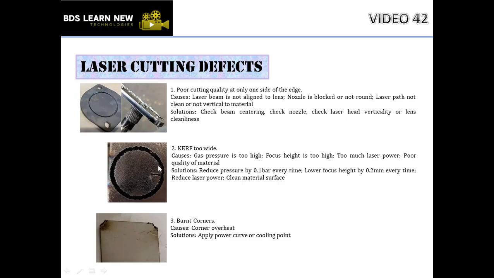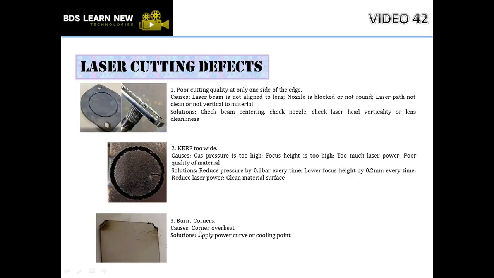Then we have the kerf too wide, like this. Now what are the causes? Gas pressure is too high, focus height is too high, too much laser power, poor quality of material, right? So what are the solutions? Solutions are to reduce pressure by 0.1 bar every time, lower focus height by 0.2 mm every time, reduce laser power and clean material surface.